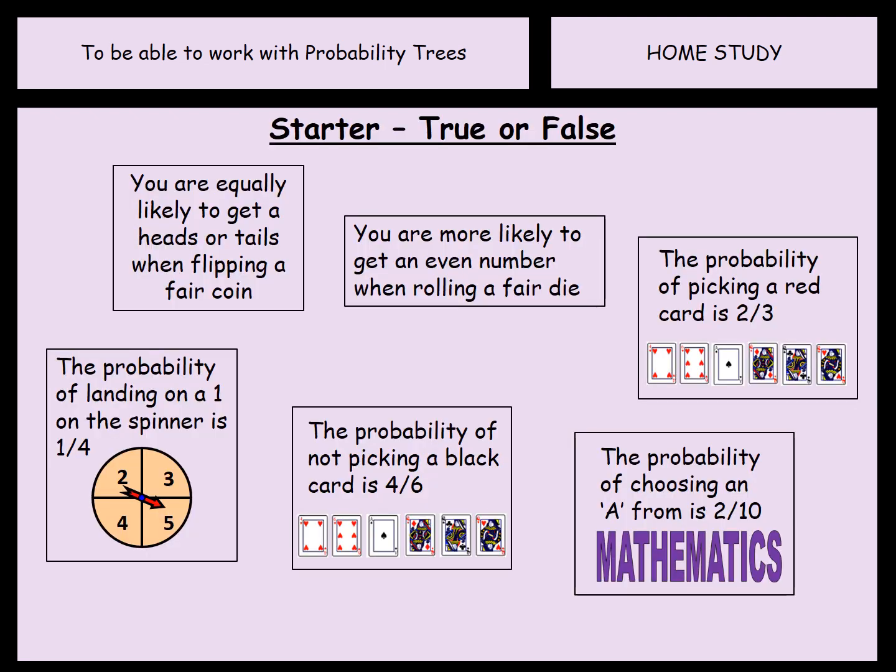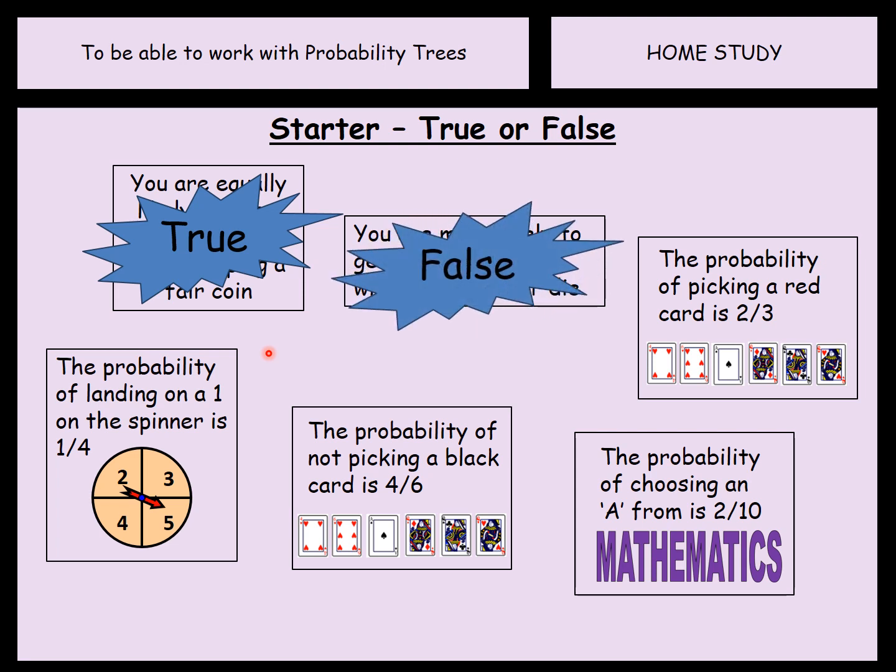Okay, so quick true or false to start with, just to get us back into the swing of things in terms of probability. To start with, you're equally likely to get heads or tails when flipping a fair coin. Yeah, that's true. Okay, you're more likely to get an even number when rolling a fair die. Okay, that's false because you've got equal probability.